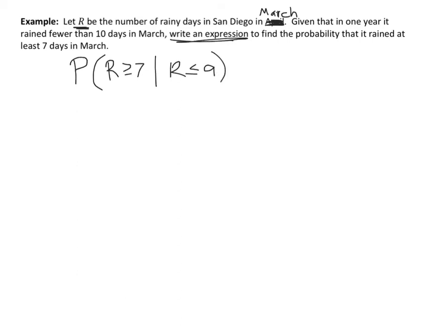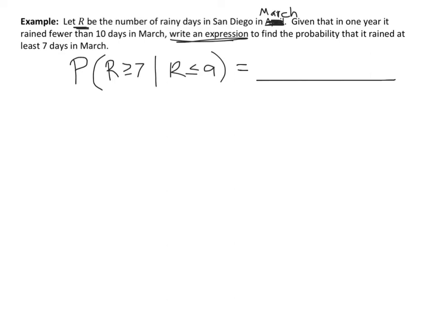Okay, and if you didn't understand that, slow down, pause, go back, look at this again, right? We want the probability that it rained at least 7 days, that R was greater than or equal to 7, given that there were fewer than 10 rainy days, so that R is less than or equal to 9. Now, I actually want to go one step beyond this. How would I do this in a formula? What do I restrict my sample space to? And then what's the numerator? So first, what do I restrict my sample space to?